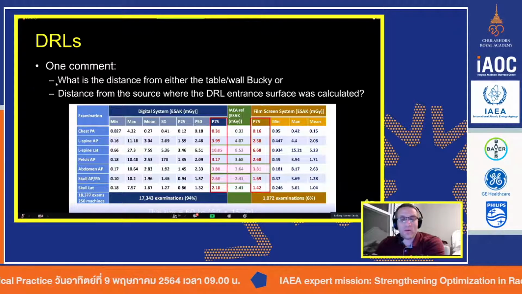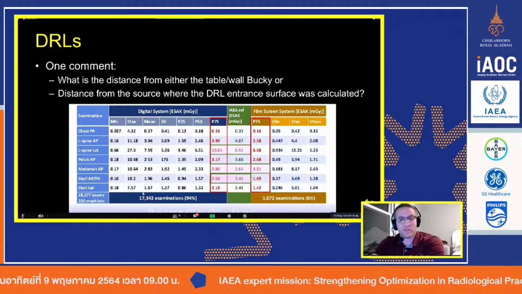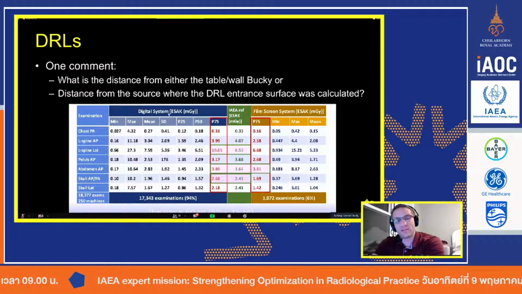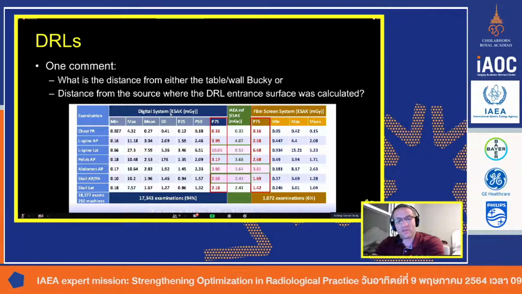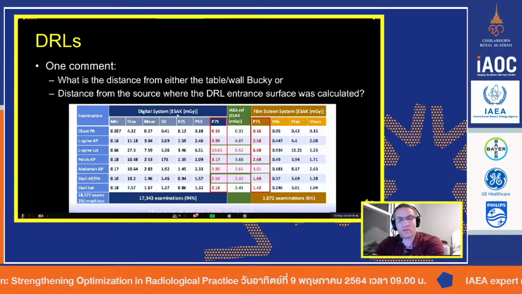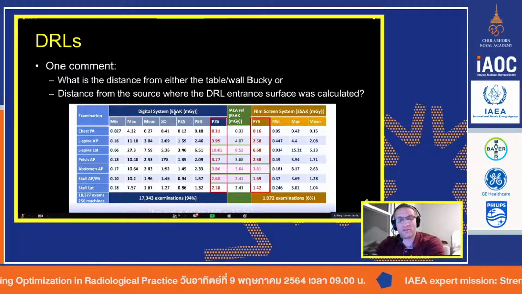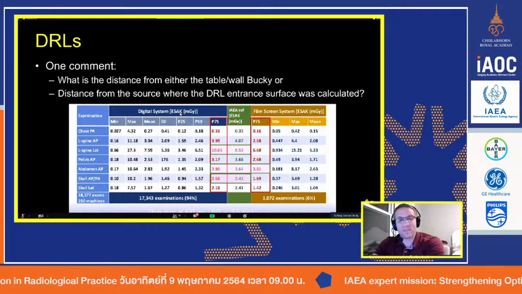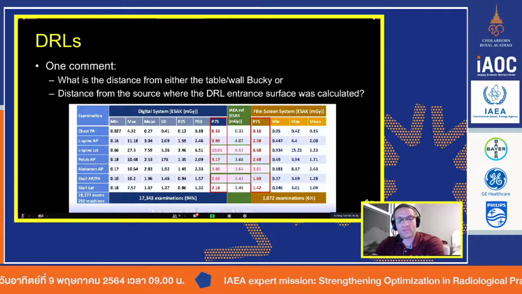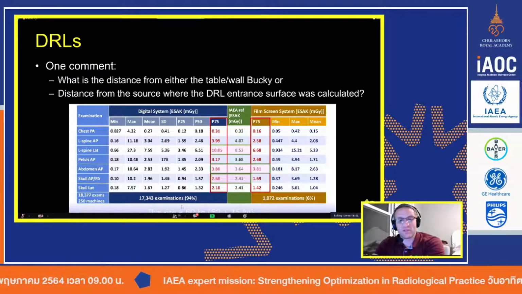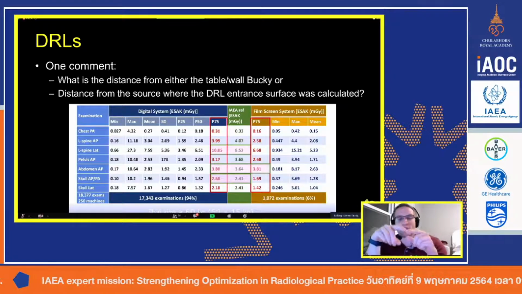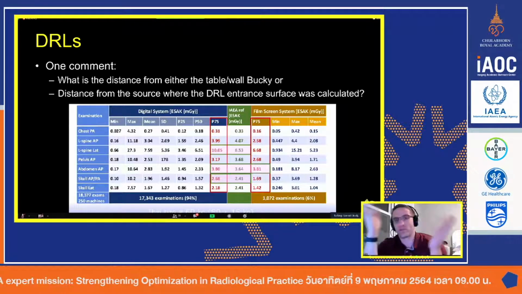So my one comment to you as I was reviewing these numbers was, if you hand this data out to all of these hospitals, they need to understand how you calculated your entrance surface air kerma. So where did you do that? Now, you provided the typical size patient, 60 kilos, but what you probably need to also provide is the typical thickness. 30 centimeters?